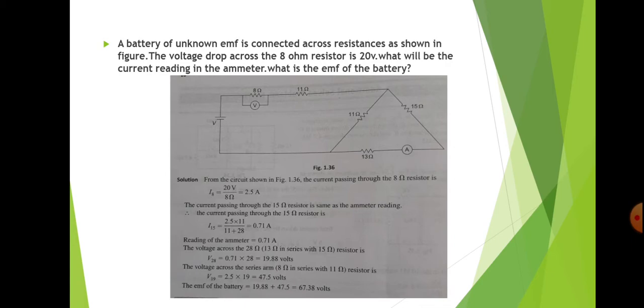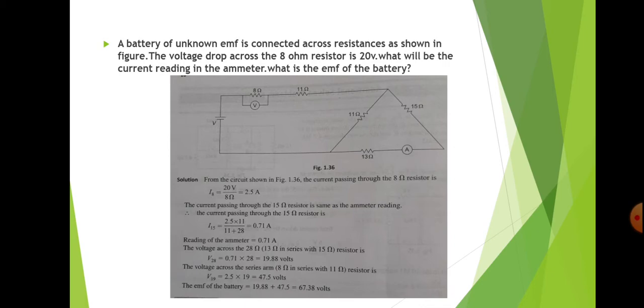First you are asked to find out the current reading in the ammeter. But it is given that the voltage drop across the 8 ohm resistor is 20 volt. First you should write whatever quantities are given in the question. So the voltage drop across the 8 ohm resistor is 20 volt. That is given. And next you have to find out the current reading through the ammeter.